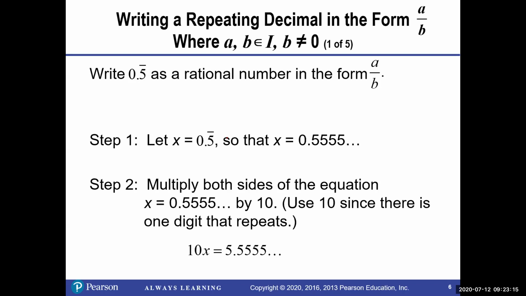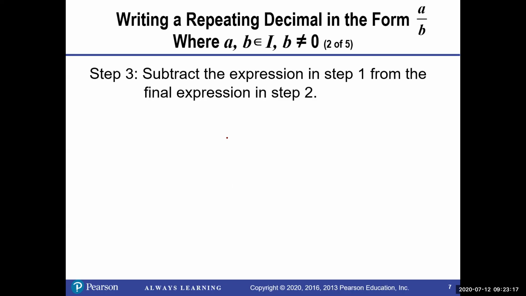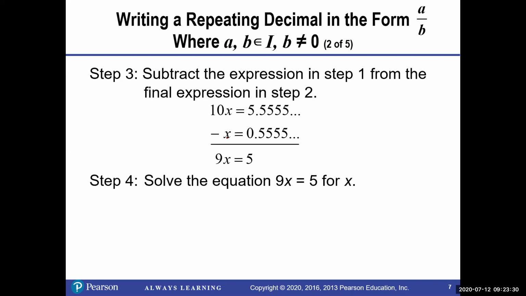I'll take you through a number of problems on this. Okay, so let's just go through the steps. Now subtract the expression in step 1 from the final expression in step 2. And that gives you 9x being equal to 5. Now you want x, so you divide both sides by 9. So the fraction that gave us the repeating decimal is actually 5 over 9. Okay, and that is your answer. So we needed the fraction that gave us the repeating decimal, and that answer is 5 over 9.